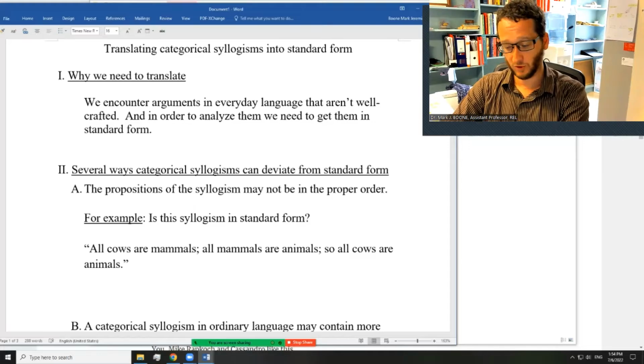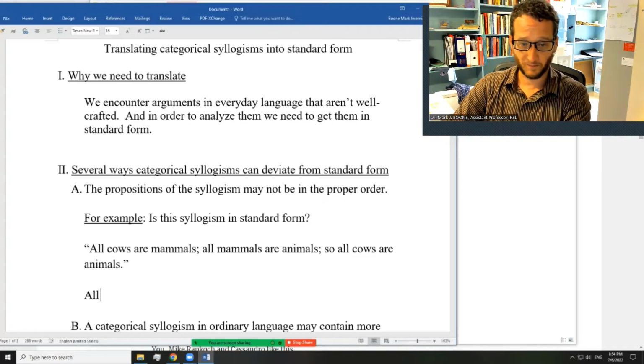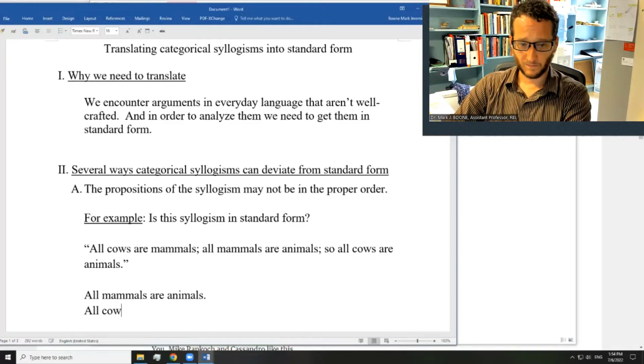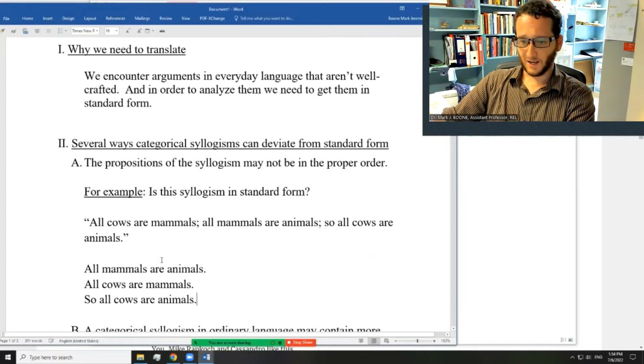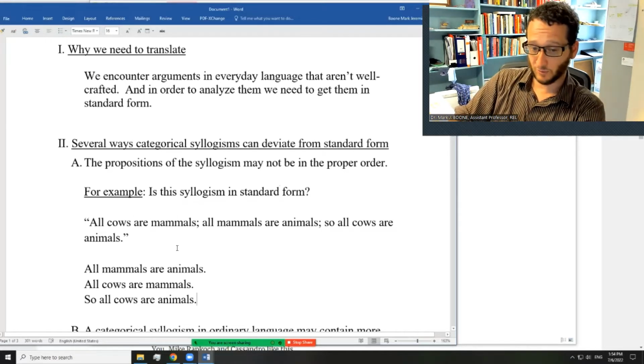The premises are out of order. Here's how we can put it in standard form. And when it's in standard form, you have 3 distinct categorical propositions. The conclusion is written last.